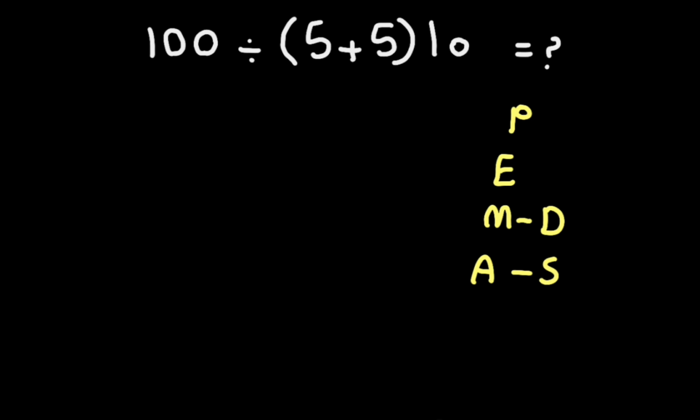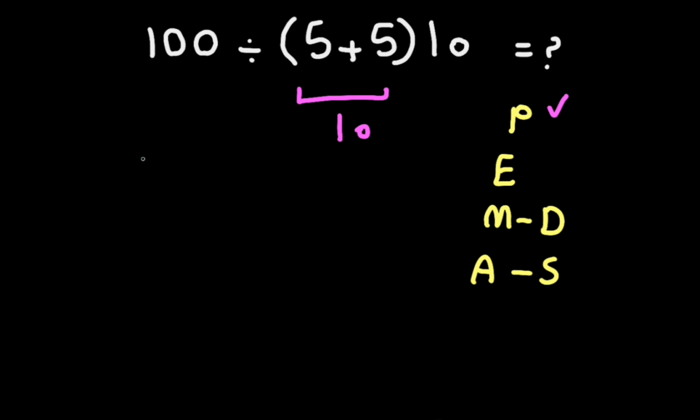Now, according to the PEMDAS that is here in first step, we have one parenthesis that we have to solve first, not this division and this multiplication. If we do this division and multiplication first, it is wrong. Now, 5 plus 5 equals 10.